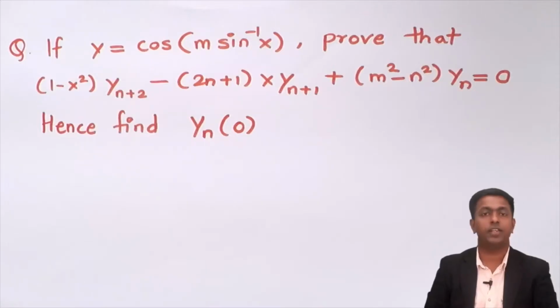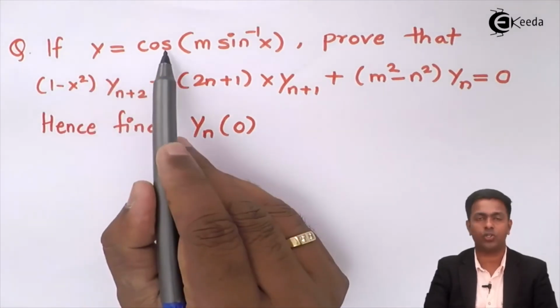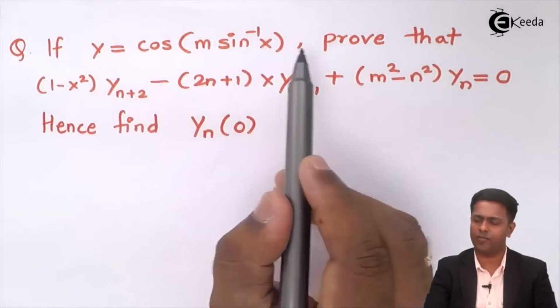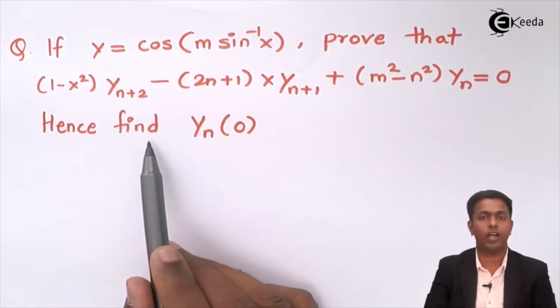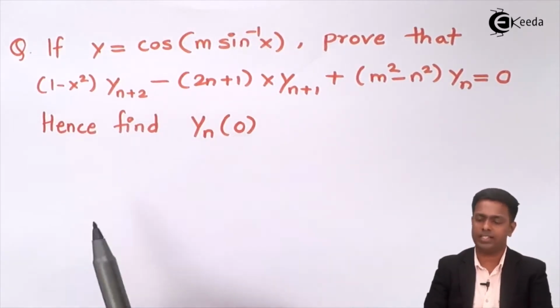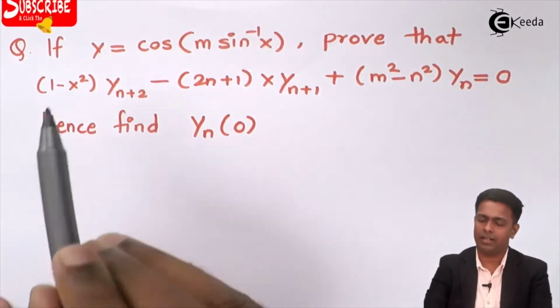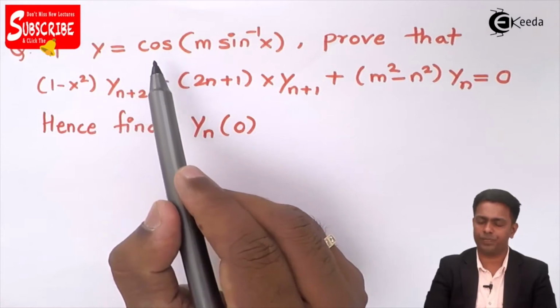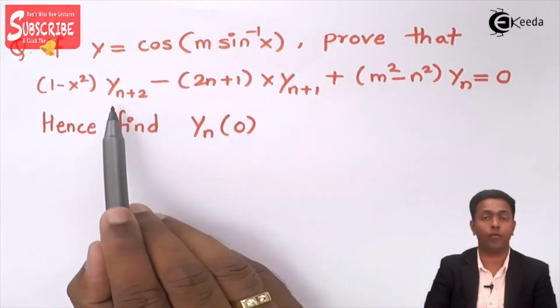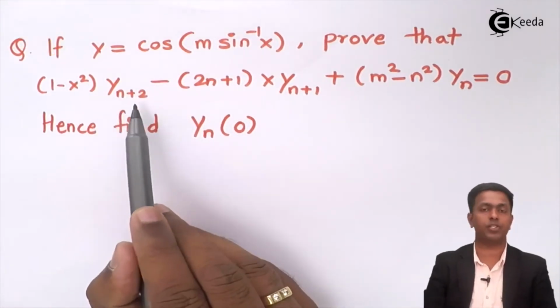So students, here the value of y is given as cos of m sin inverse x, and we have to prove this given result, and then we have to find out the value of yn of 0. Now guys, you can see here that y is a trigonometric function, and to get the answer we should find the value of y of n plus 2.